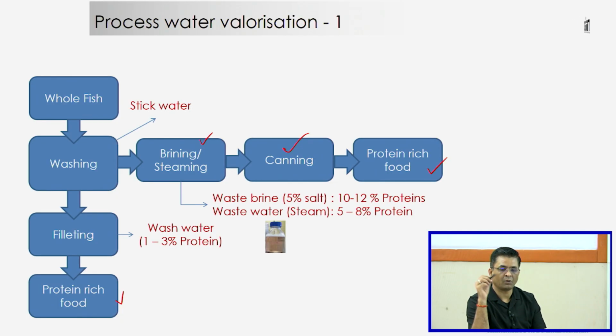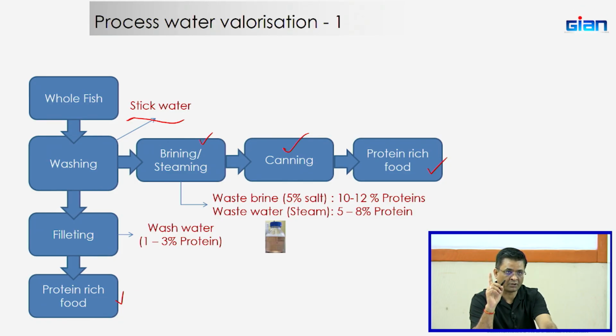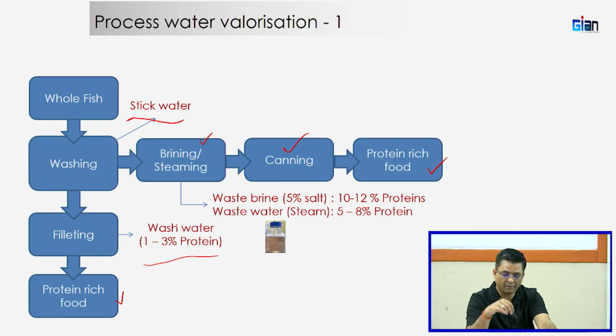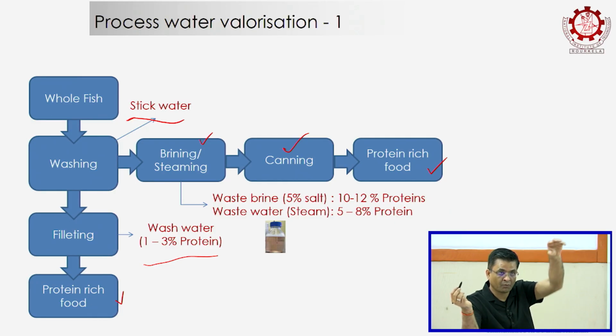The water coming out: when you are washing the whole fish, you have all your mud and everything on top of the fish. That is called stick water. That is mud water, another thing. Washing of the fillet, you have wash water, and the water used here is potable water. You are using a brine, then you have leftover brine, or you have wastewater along with the steam. When you steam the fish, the water collected also solubilizes some of the protein.